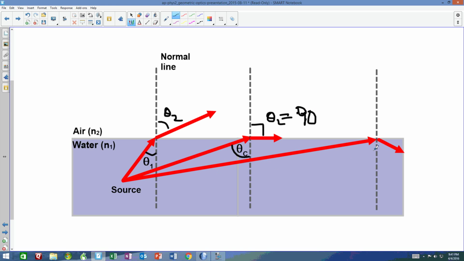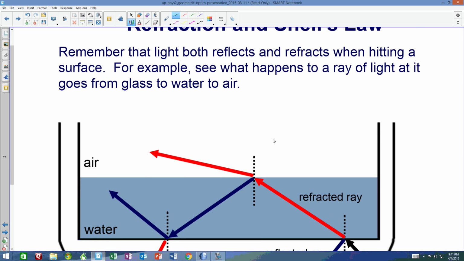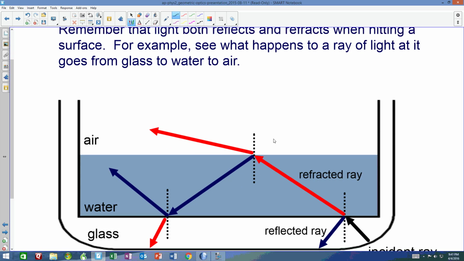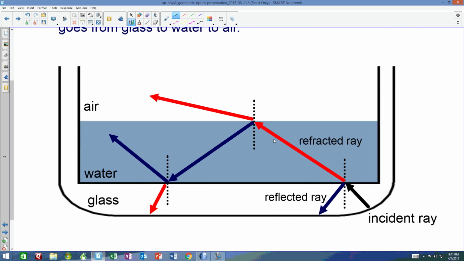Notice here that this angle is greater, so this theta 1 is greater than the critical angle, and notice we end up with total internal reflection. Remember that light both reflects and refracts when hitting a surface. For example, see what happens to the light ray as it goes from glass to water to air.